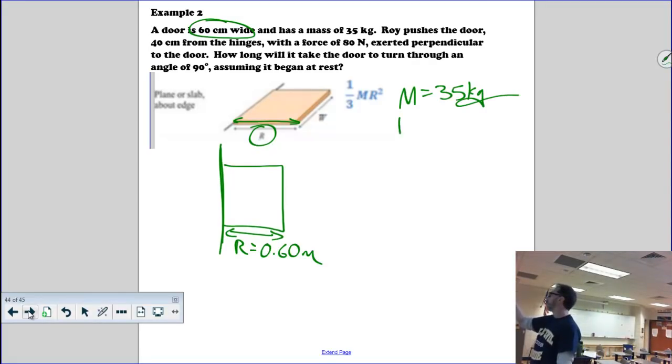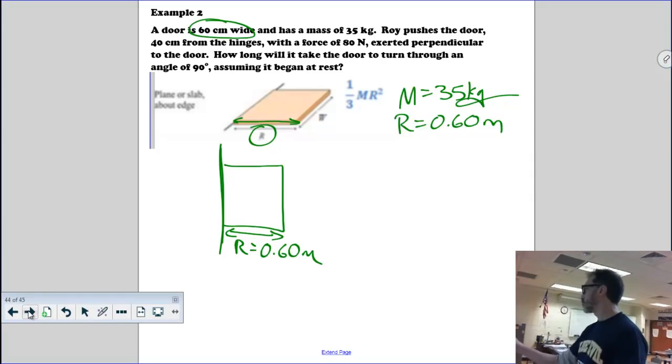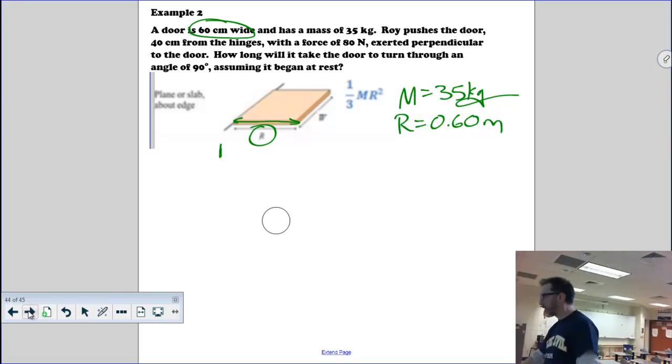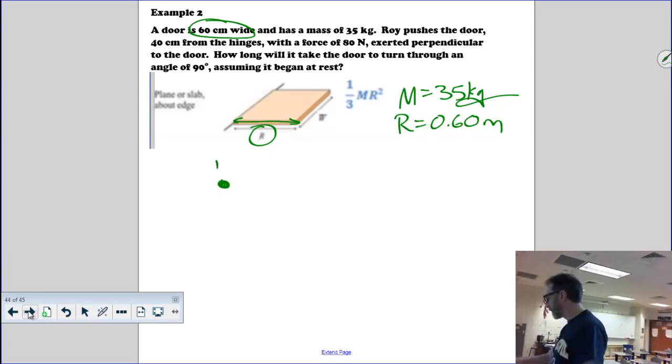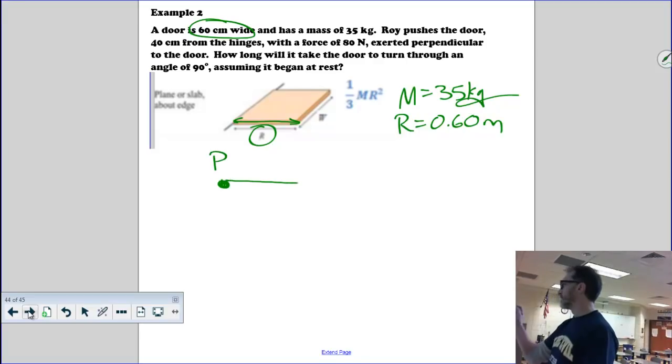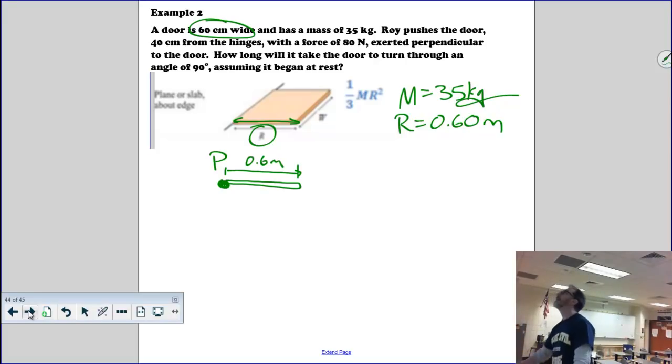I'm going to get rid of this little drawing down here to save some room. Okay? It says that Roy pushes the door. So let's make a top view of this. All right, from a top view, here's the hinge. Label it with an H for hinge. Oh, better yet, let's call it P for pivot point. Here's our pivot point. Here's the door. This distance here is 0.6 meters.